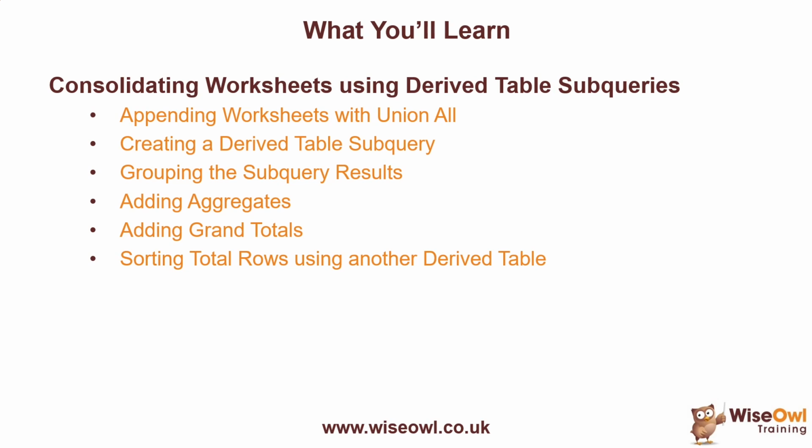We'll then take the results of that union all query and create a derived table subquery so that we can then group the results of the entire list. We'll look at how we can add aggregates and add grand total rows, and then we'll use another derived table subquery at the end of the video so that we can sort our grand totals into the appropriate place in the final results. So let's get started.